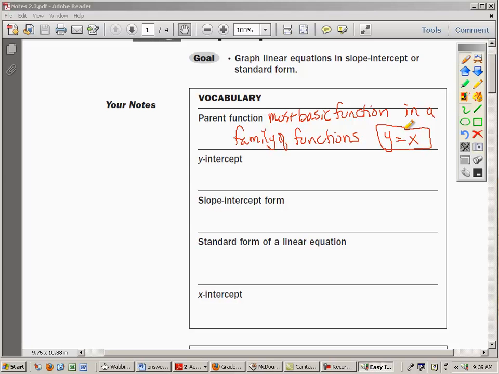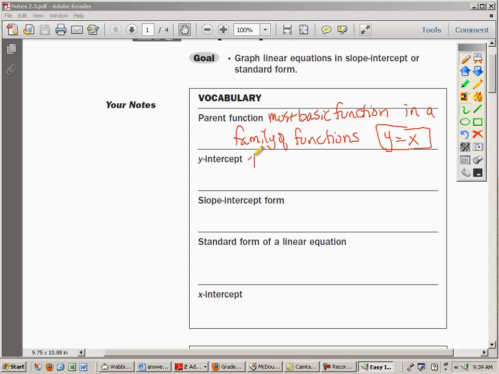When we get into the fourth chapter in this text, we're going to start talking about parabolic functions, things like y equal x squared, and so we'll be looking at a few different types later on. But for now, the parent function is the most basic type of any function for a family of functions.